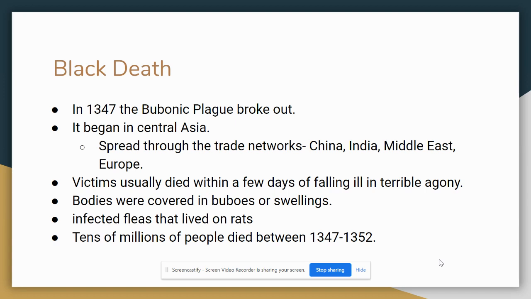Within a few days of falling ill, the victims would usually die. Their bodies would be covered in buboes or swellings, these painful swellings, and their skin would turn black, which is why it gets that name, the Black Death. And researchers and scientists discovered that it was caused by infected fleas that lived on rats. And as a result, between 1347 and 1352, tens of millions of people died from the Black Death.